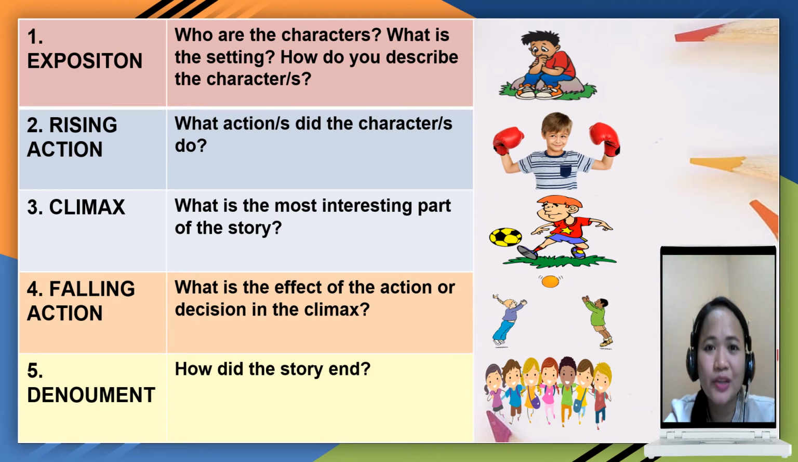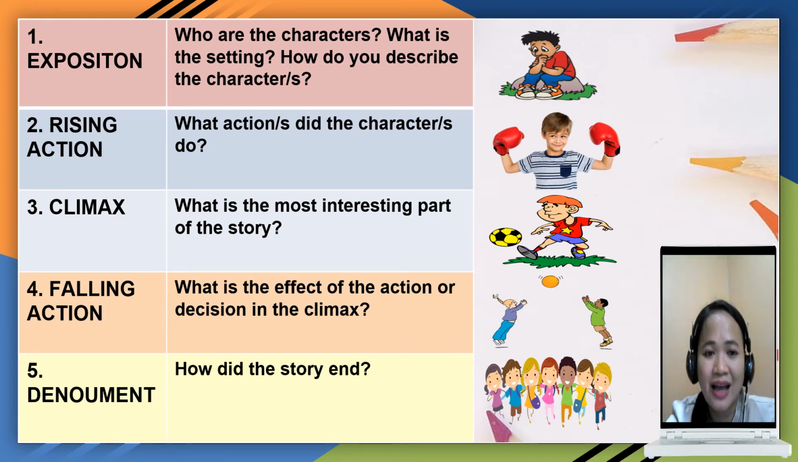Exposition is the part where you would answer questions like, who are the characters? What is the setting? And how do you describe the character or characters? This is the picture that represents exposition. Did you get it right? Now we can start the story by saying, once there was a boy who looked lonely and sad.